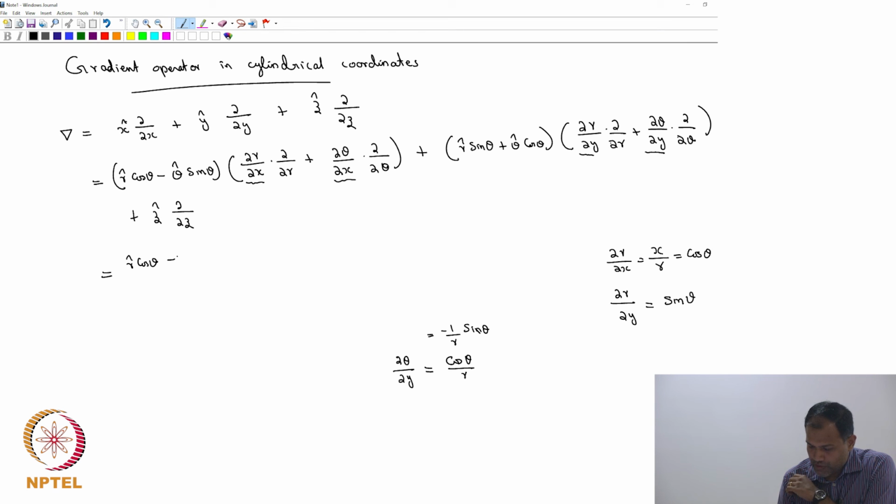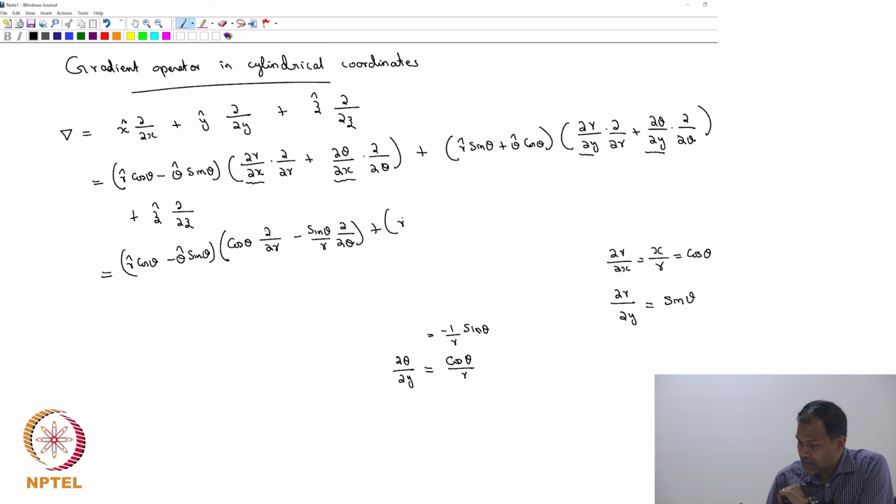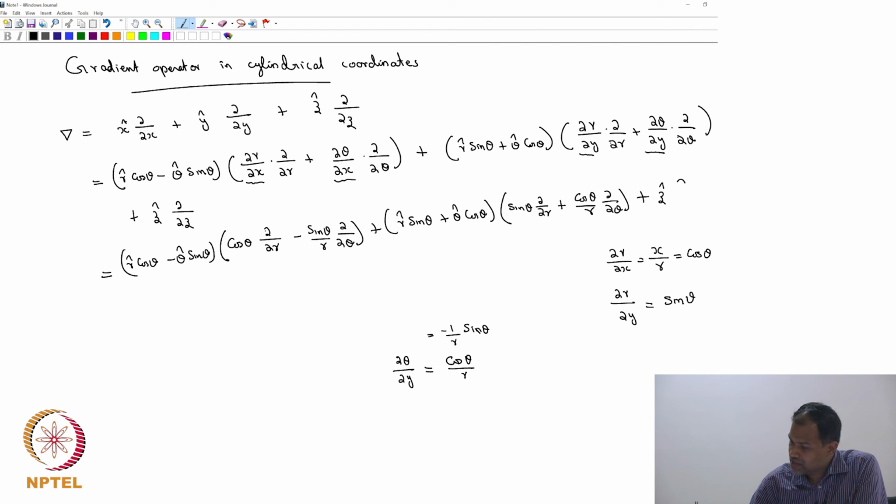R cap cos theta minus theta cap sin theta into del r by del x, which is cos theta del by del r plus del theta by del x, which is minus sin theta by r, del by del theta, plus r cap sin theta plus theta cap cos theta times del r by del y, which is sin theta del by del r plus cos theta by r del by del theta, plus z cap del by del z.